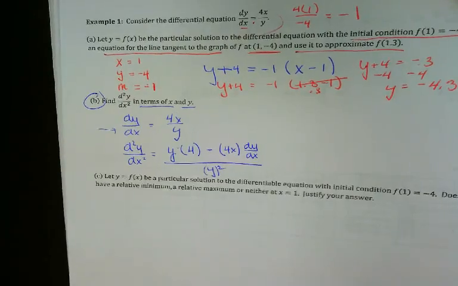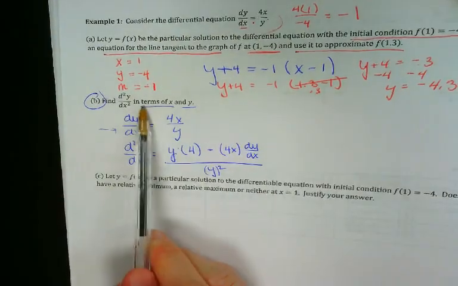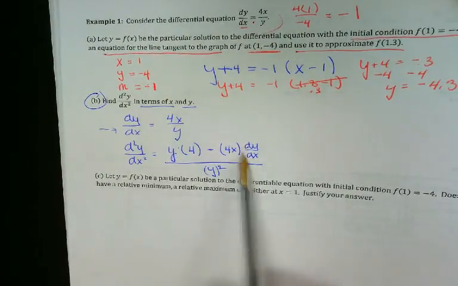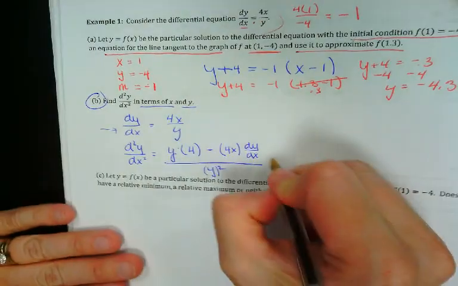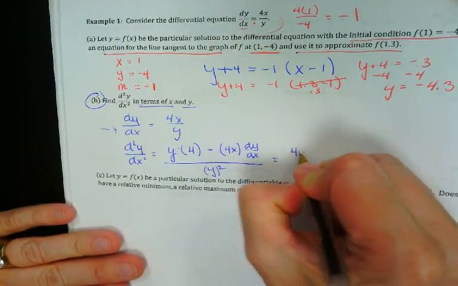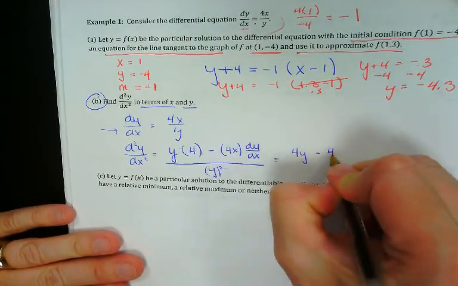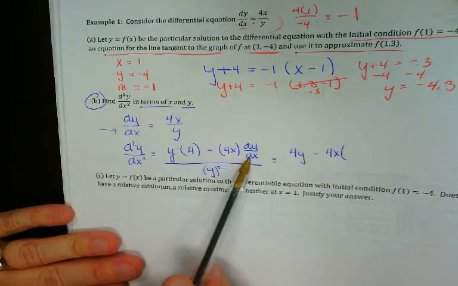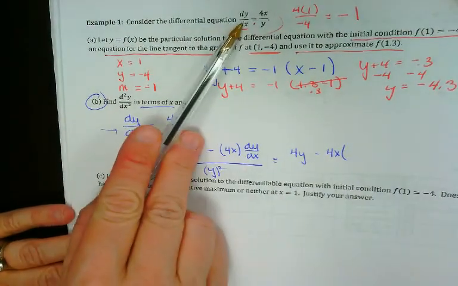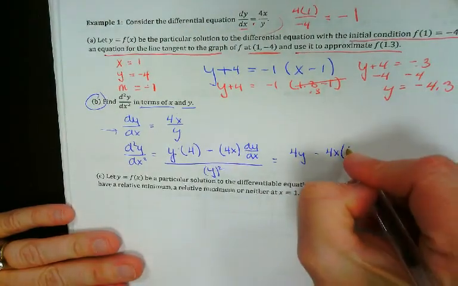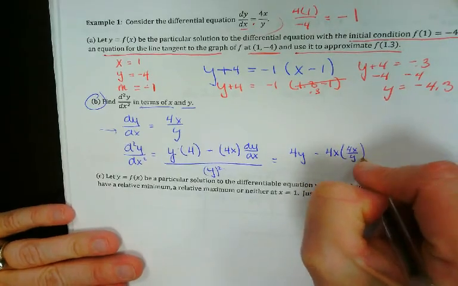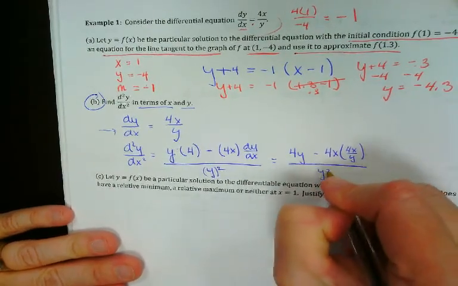Okay, now, they told you that's not credit because it says it has to be in terms of x and y. I can't leave a dy dx in here. So I'm going to say this is equal to 4y minus 4x times, and in place of dy dx, I'm just going to put in what dy dx is. 4x over y all over y squared.